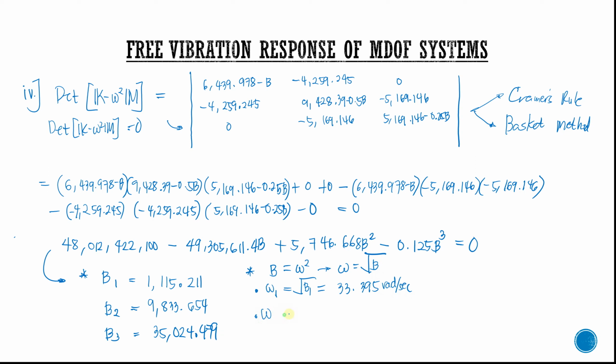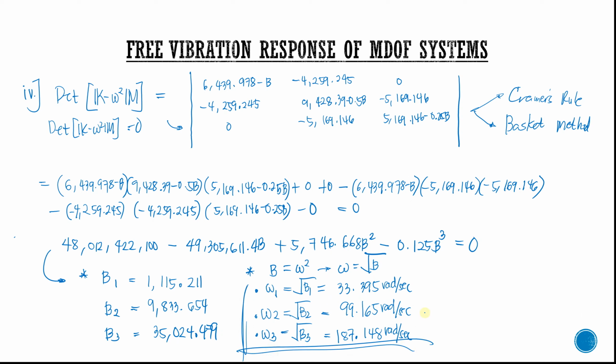And then our second natural frequency is just the square root of B2. So that is equal to 99.165 radians per second. And lastly, our third natural frequency, which is the square root of B3, is equal to 187.148 radians per second. So these are our natural frequencies.